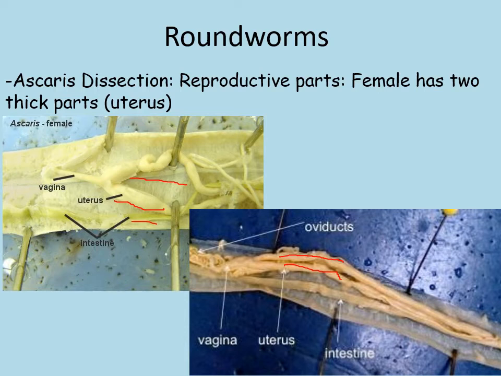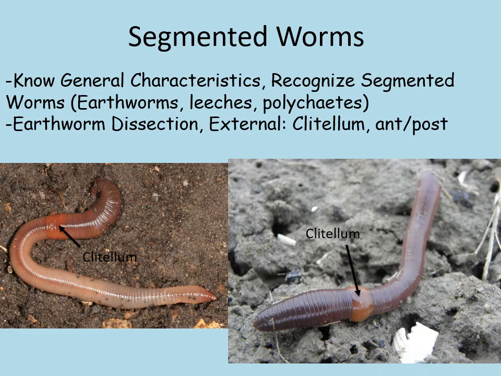So that's how you could tell pretty easily, if you look at the inside of an Ascaris, are you dissecting a male or a female? You can also tell this from the external anatomy, but it's just another way that you could differentiate the two: just look at those reproductive parts. Do you see one long tube that's thick, or do you see a couple of them running alongside each other? Okay. Then we get to the segmented worms, Annelida.